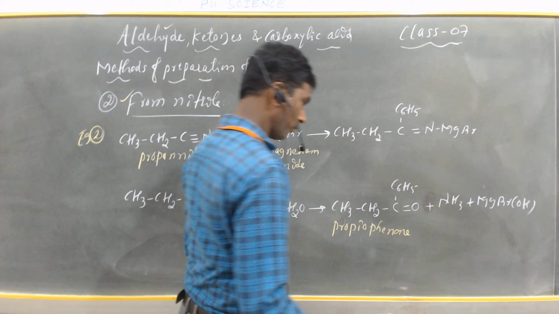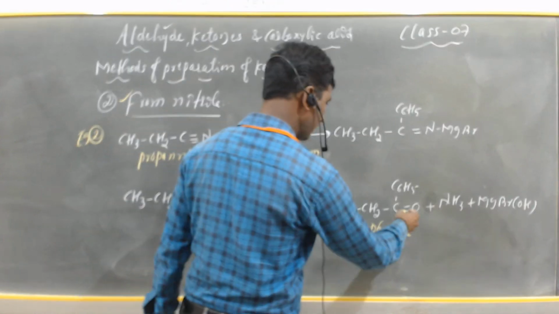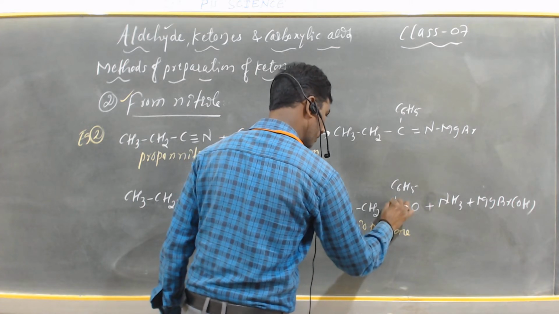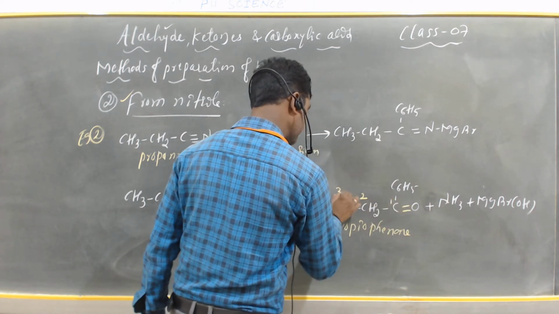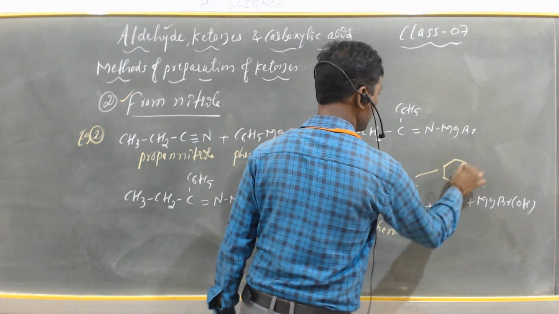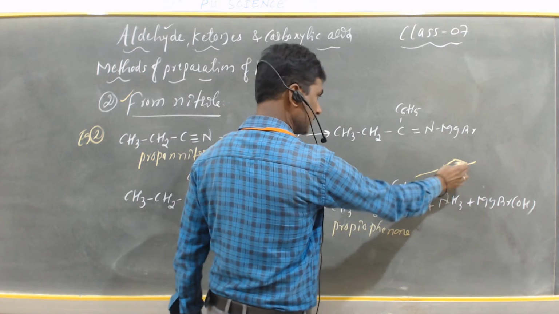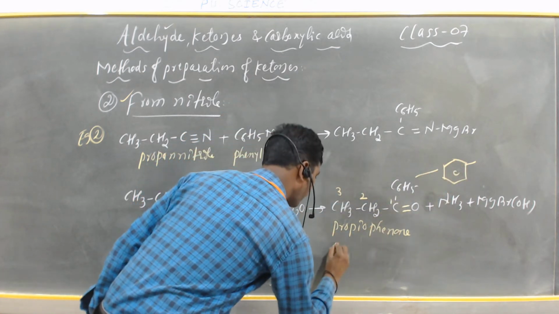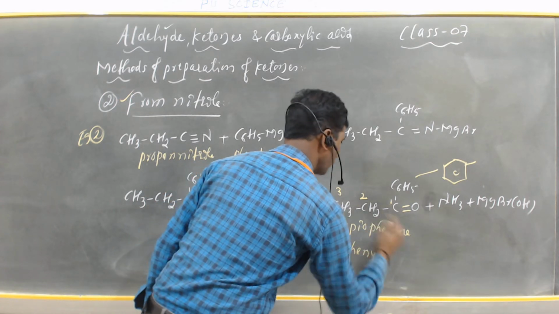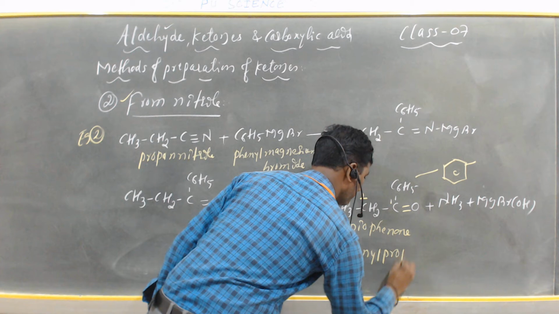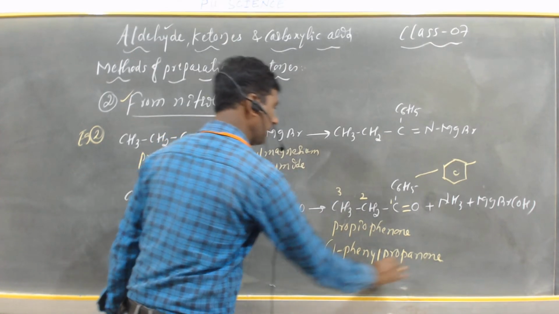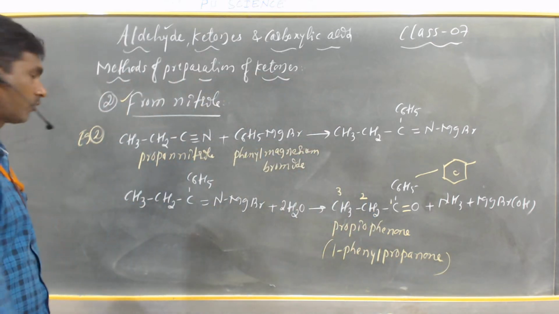It is called propiophenone. It is also called, I have to give numbering now: this is 1 and this is 2. C6H5 is nothing but a phenyl group, so this is 1-phenyl. How many carbons are there? 1, 2, 3. This is called propanone. So it is 1-phenylpropanone, which is obtained from nitrile.